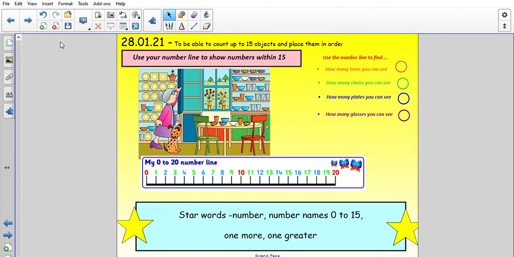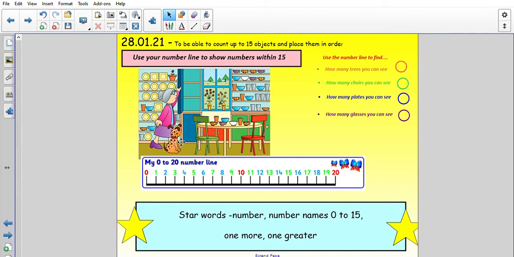We're going to carry on counting numbers to 15 and using objects to show us the number to 15. And today we're going to start using a number line as well. So before we get started with our learning, let's look at our star words. And they're words that we're used to this week.